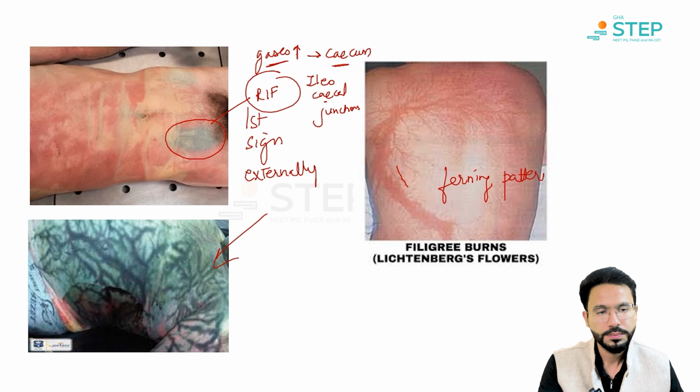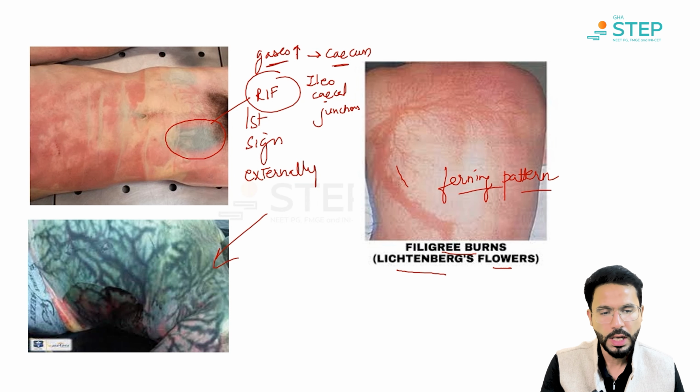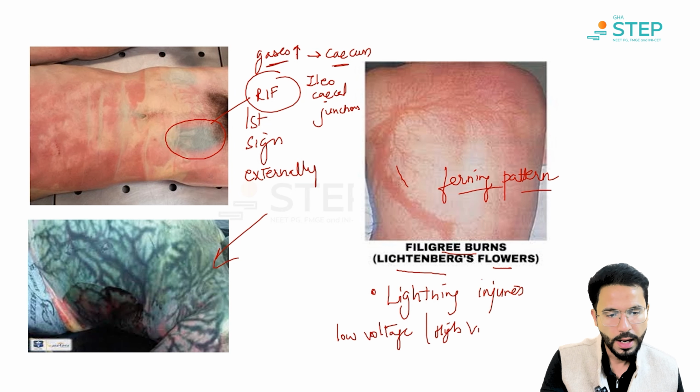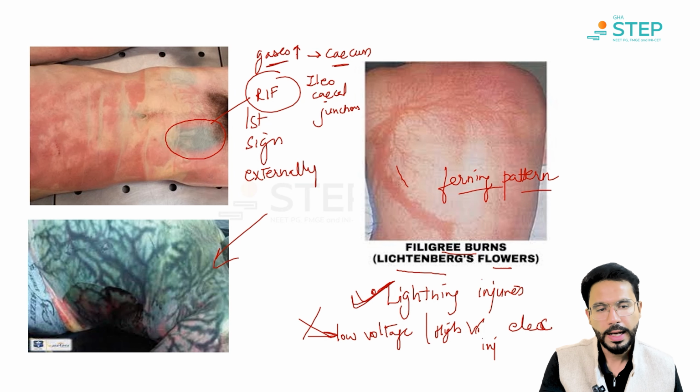ferning pattern, which is also known as Lichtenberg flower or filigree burns, which are seen only in lightning injuries. So whenever a bolt of electricity hits a person, these filigree burns or lightning burns can be seen. They are not seen in low voltage or high voltage electric injury. So not seen in those, but only seen in lightning injuries as a ferning pattern.